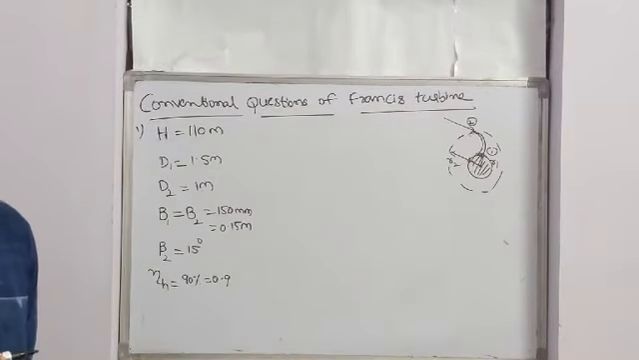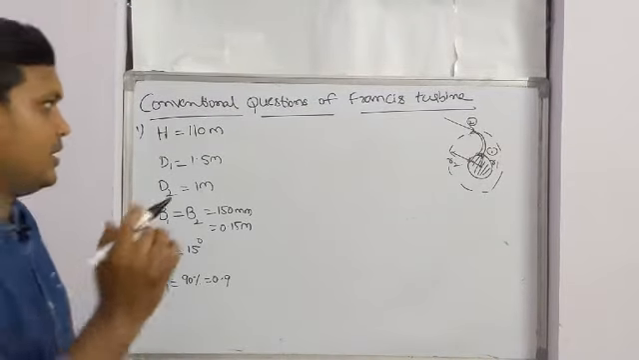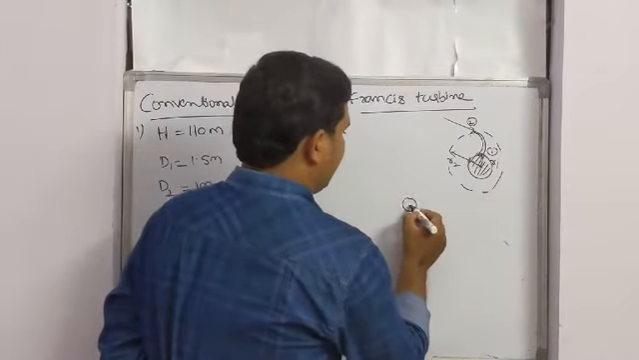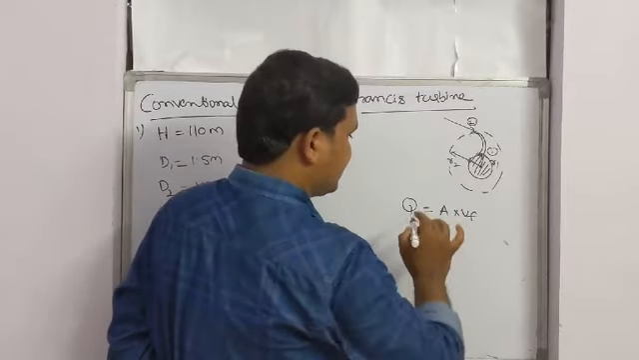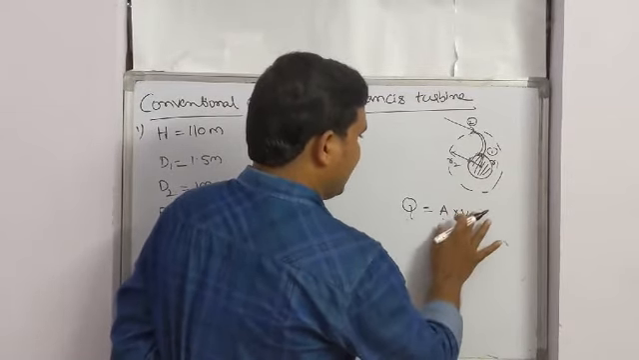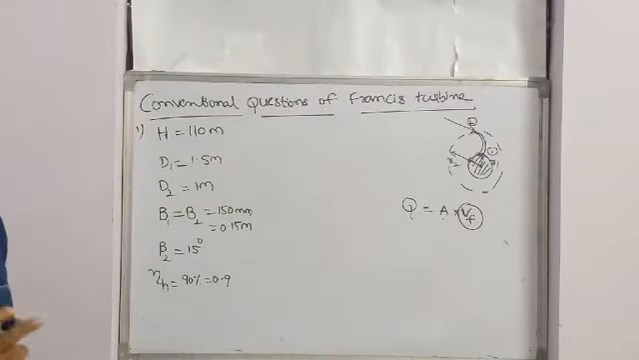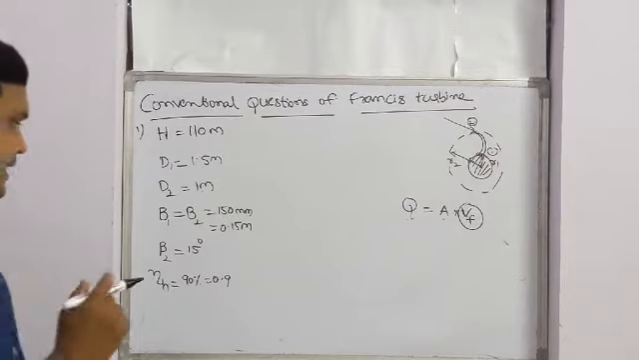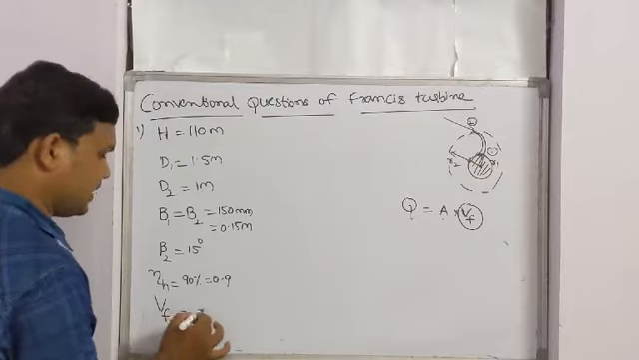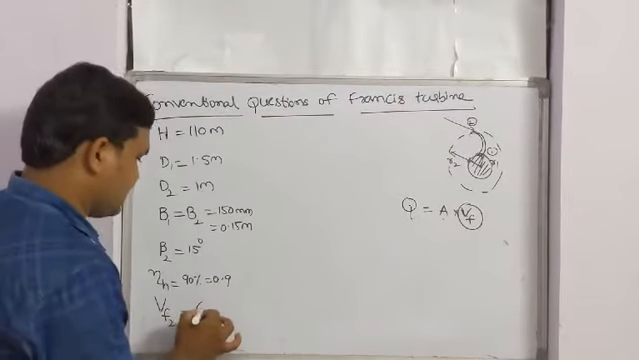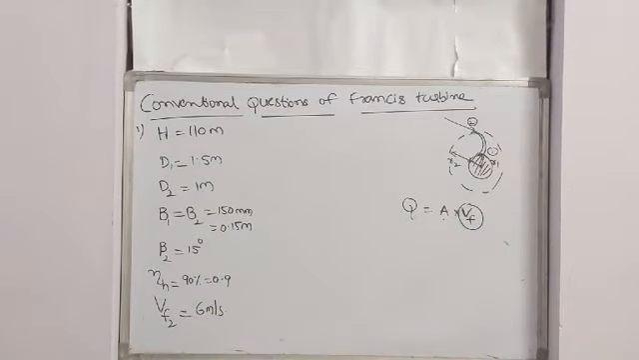The actual discharge velocity at exit is 6 meters per second. I already told that for discharge in the Francis turbine, the generalized equation for discharge is area into velocity, but in a Francis turbine the velocity we take is the flow velocity. So the discharge velocity Vf at exit, Vf2, is 6 meters per second. So this is given.